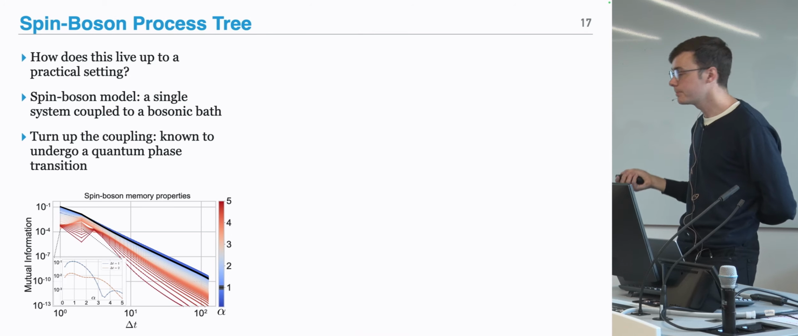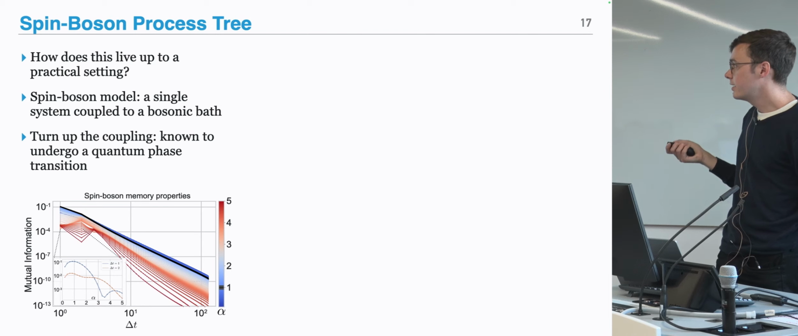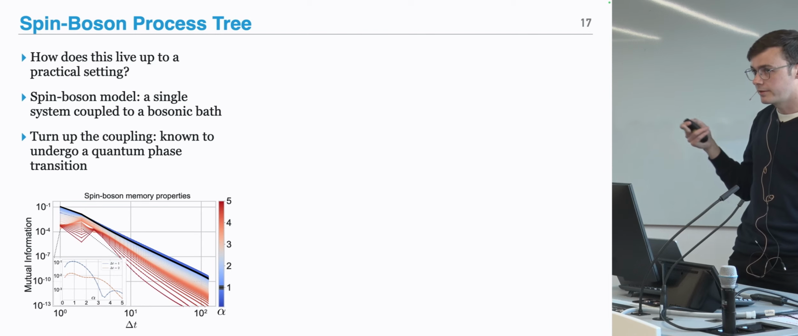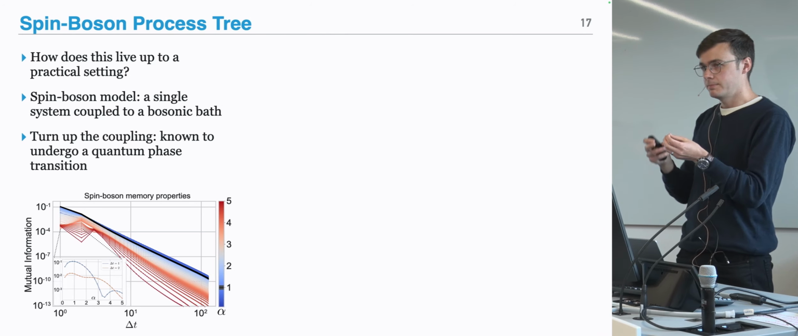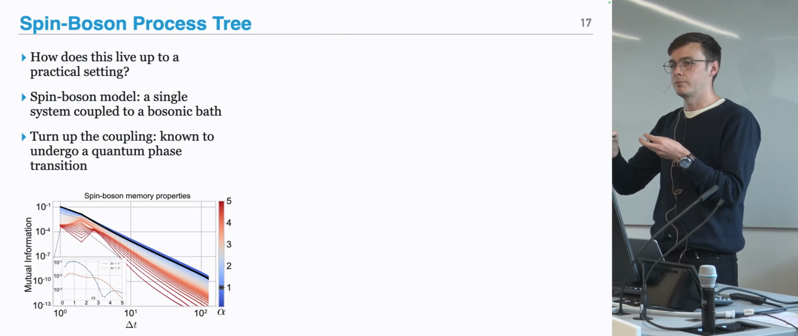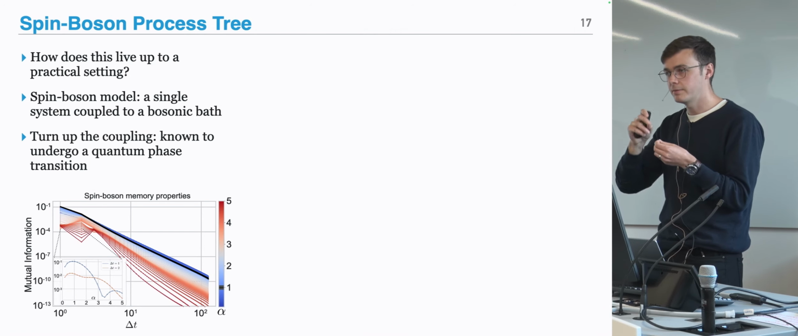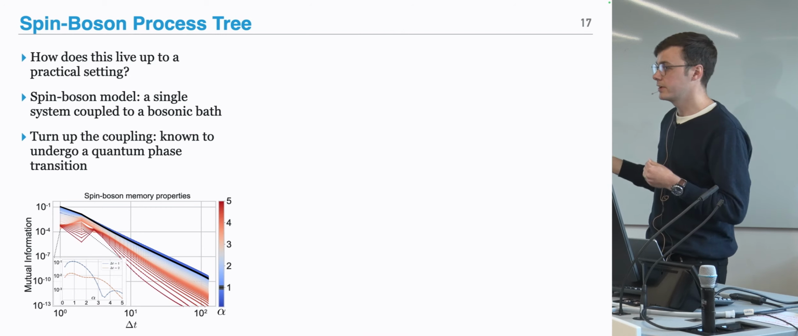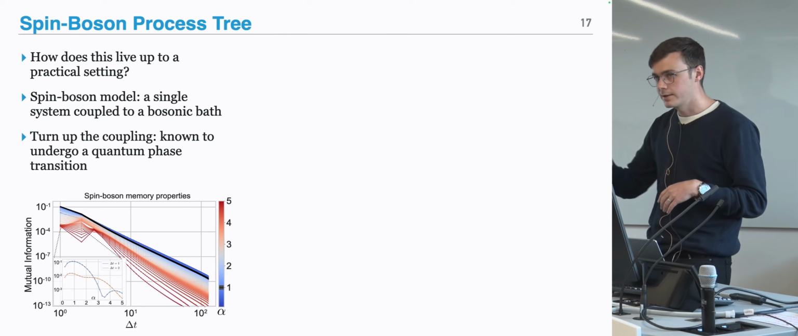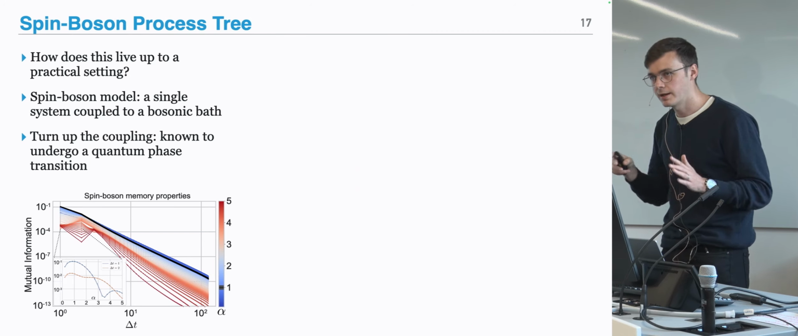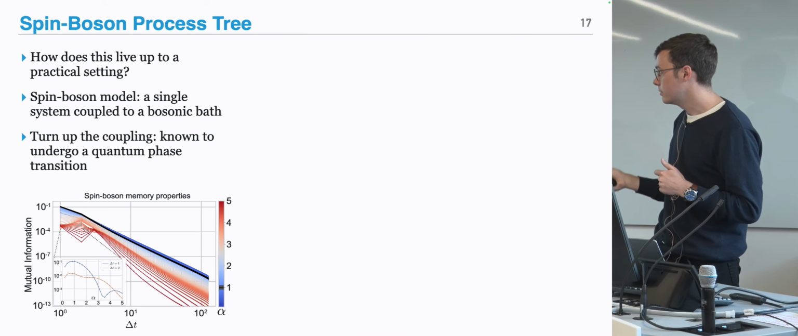But basically, this is a nice toy model which people often work with in order to probe properties of open quantum systems. And what's known about the spin-boson model is that it undergoes a quantum phase transition. So you have a single spin coupled to an environment, and we can look at how that single spin's entanglement with the environment depends on the coupling. And as it turns out, this undergoes some non-analytic transition where the entanglement basically dies off immediately at a characteristic value of the coupling.